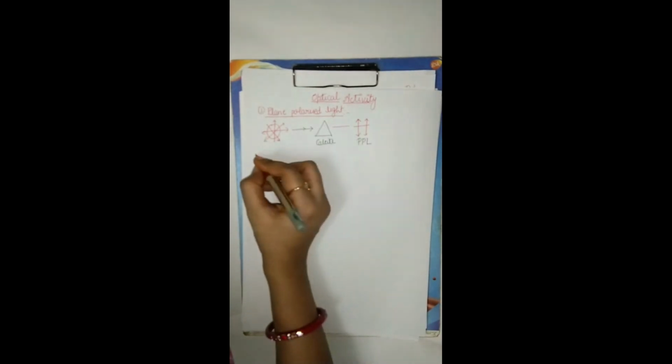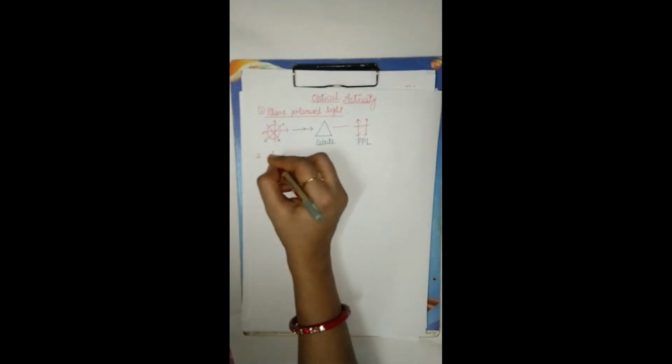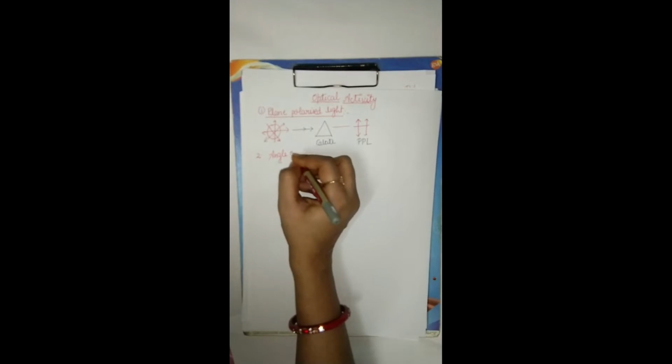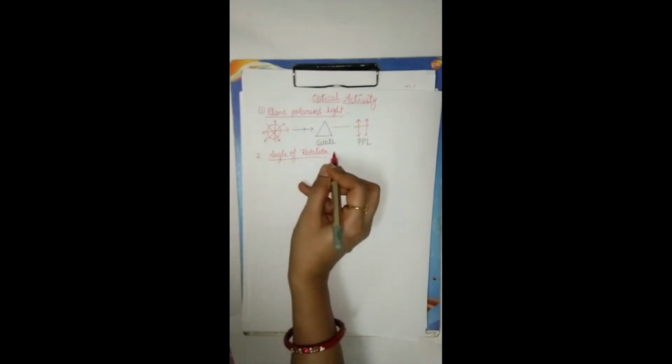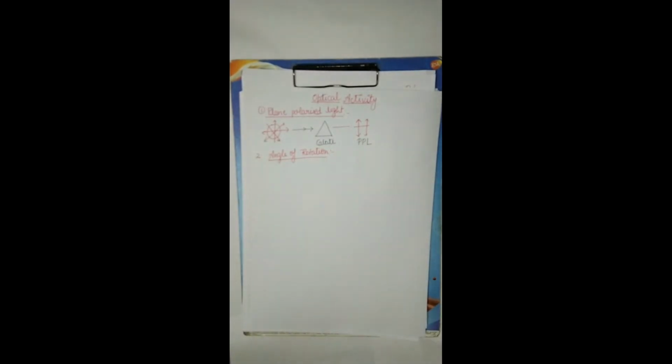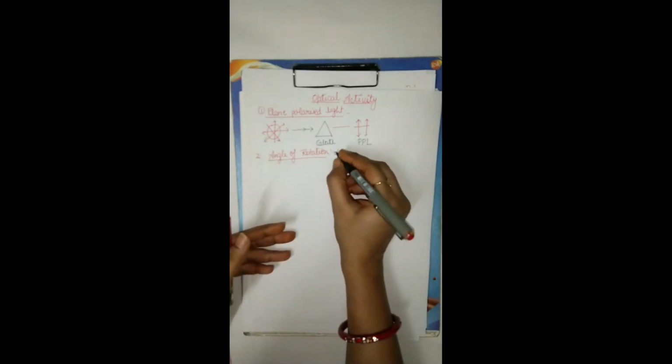Second point is angle of rotation. What is the angle of rotation? The angle by which the plane of polarized light gets rotated on passing through the solution of an optically active compound is called the angle of rotation. It is denoted by the Greek letter alpha.